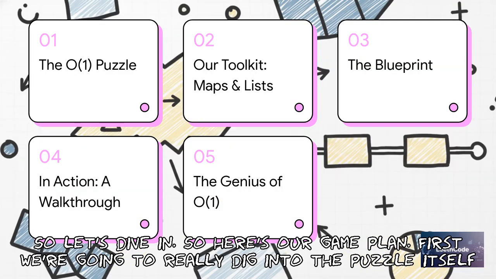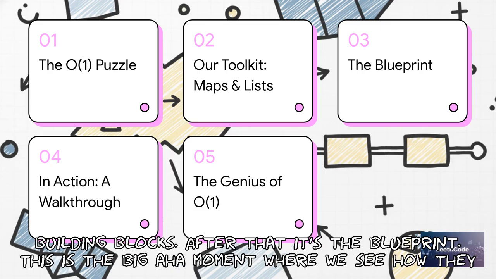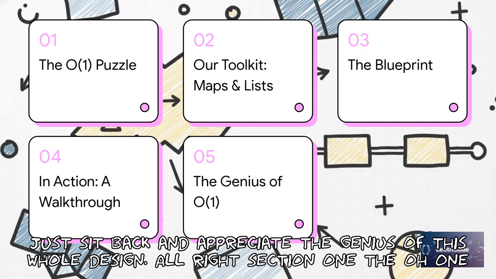So here's our game plan. First, we're going to really dig into the puzzle itself and figure out what makes it so tough. Then we'll open up our toolkit and look at our two key building blocks. After that, it's the blueprint. This is the big aha moment, where we see how they fit together. Then we'll put it all to the test with a step-by-step walkthrough. And finally, we'll just sit back and appreciate the genius of this whole design.